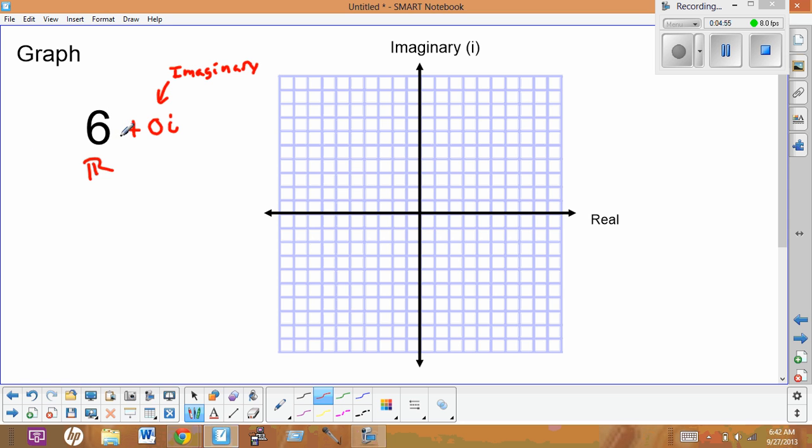Okay, graphing this is the same. Move over 6 on the real axis. This time I'm going to go 0 up. I'm not going to move off it. So in this case, our point is on the real axis.